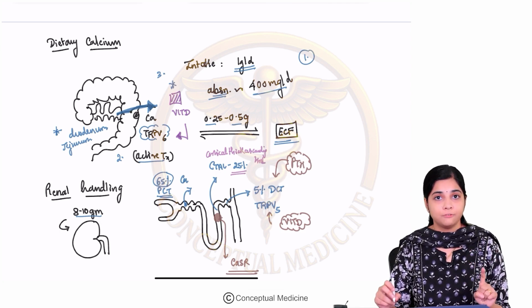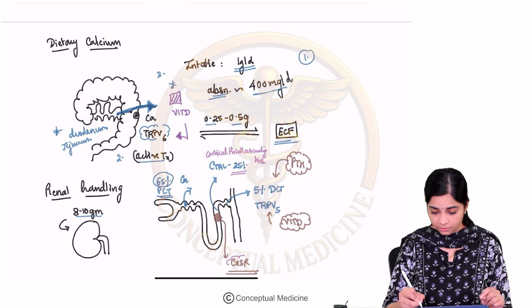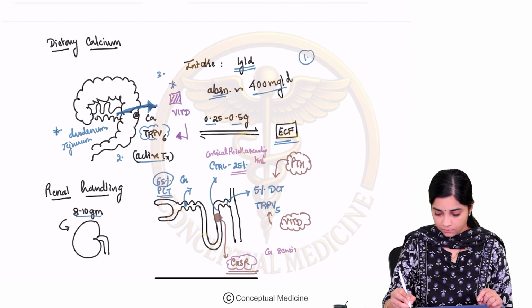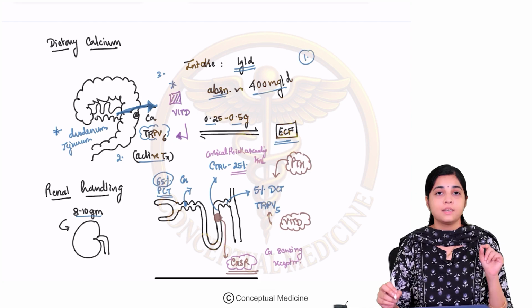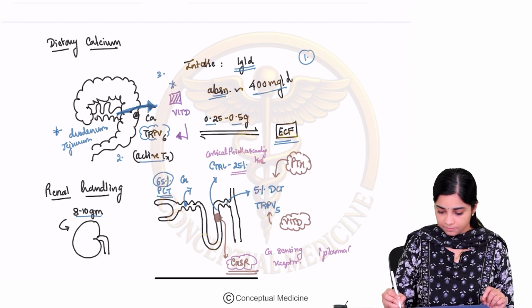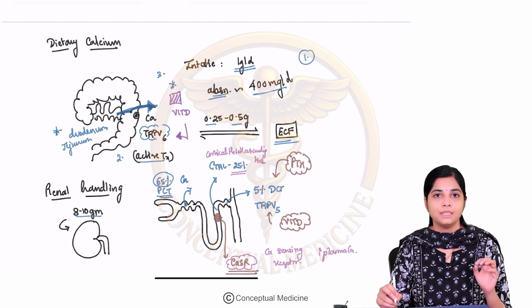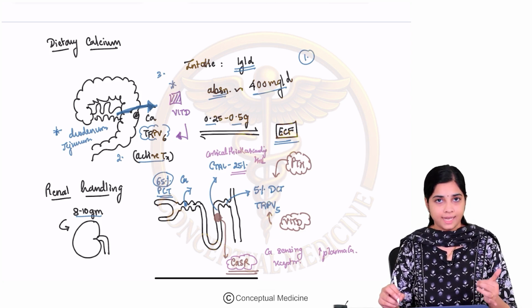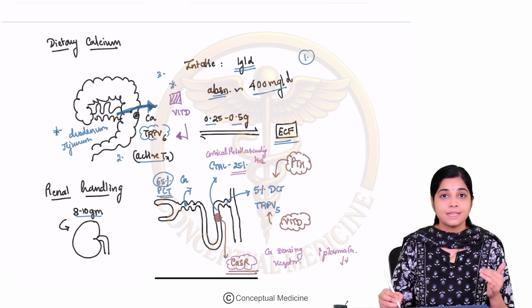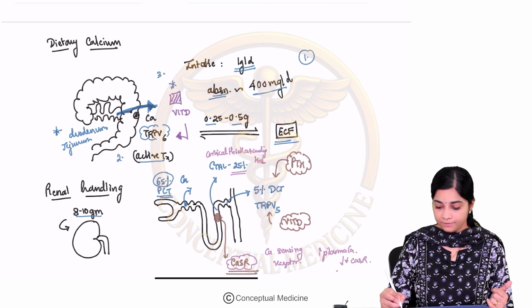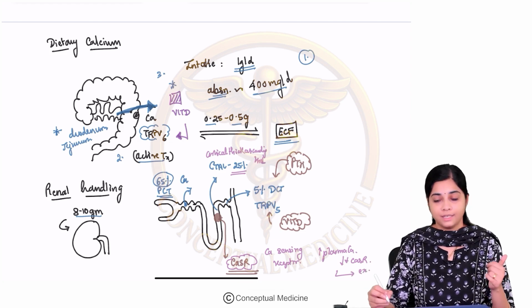And this is under the influence of another very important molecule, which is your CASR. CASR stands for calcium sensing receptor. So what is the function of this CASR? Whenever there is an increase in the plasma or serum calcium, what happens? This CASR is activated and it senses that okay, calcium is high in the plasma. Then what will it do? It will cause excretion of calcium.